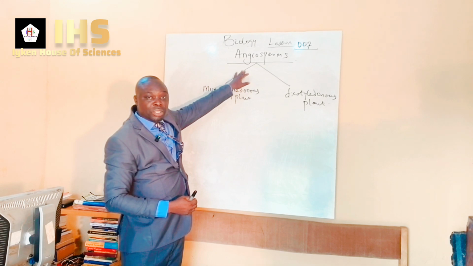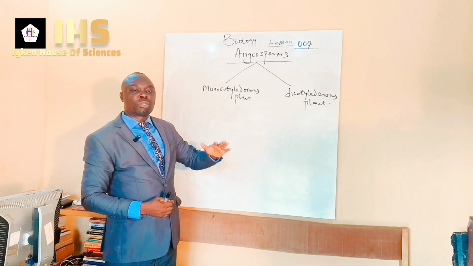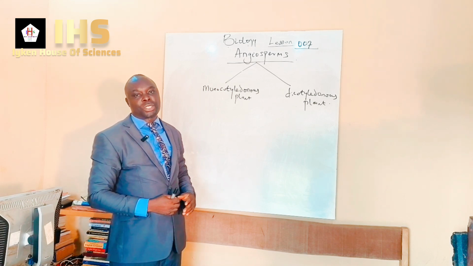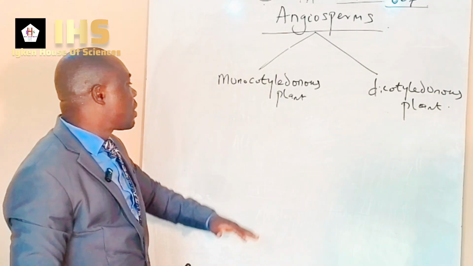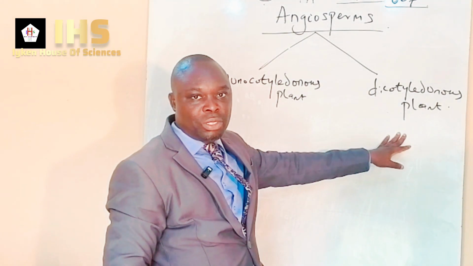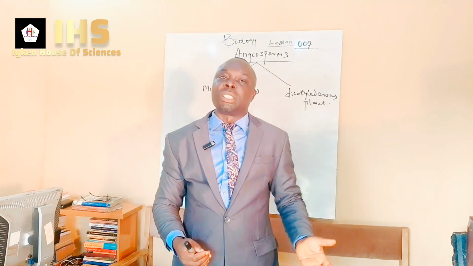The angiosperms are the true plants. Why? Because they have true roots, true leaves, and true stems. We will look at the monocots and the dicots so that we'll be able to distinguish between them as biologists.